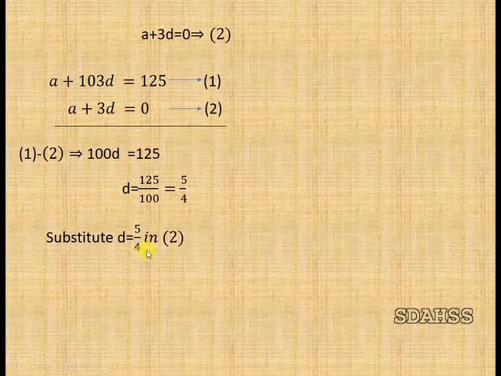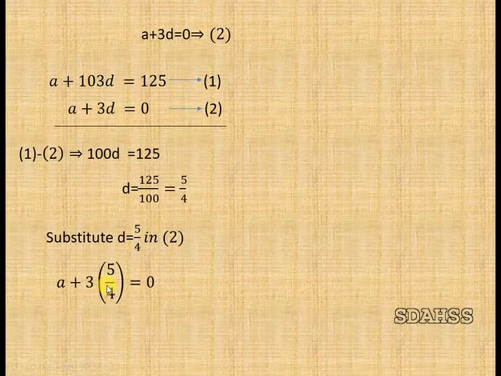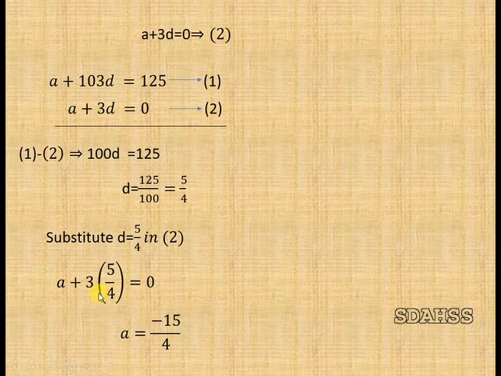Substitute d is equal to 5 by 4 in second equation. So you have a plus 3 into 5 by 4 is equal to 0. A plus 3 into 5, 15. 15 by 4 is equal to 0. You bring this 15 by 4 other side, it becomes negative. A is equal to minus 15 by 4. Substitute all the values in Sn formula.